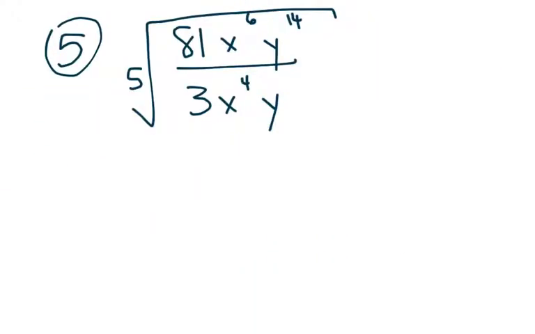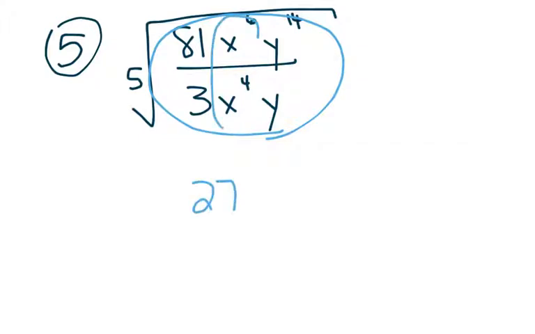In number 5, we're going to simplify the 5th root of 81x to the 6y to the 14th over 3x to the 4th y. The way I'm going to approach the problem is I'm going to start by simplifying what's under the radical before I even deal with the radical. So 81 divided by 3 is 27. X to the 6th divided by x to the 4th is x squared. Remember, that's the case where you subtract the exponents. Y to the 14th over y is y to the 13th.